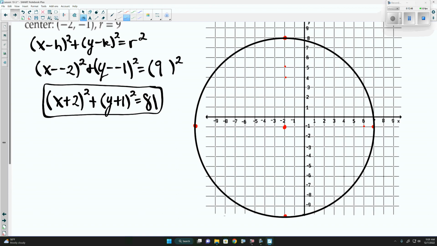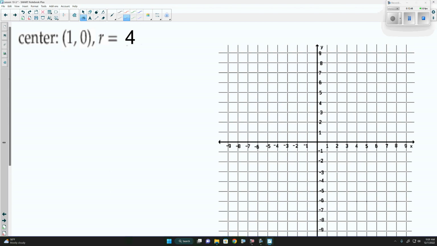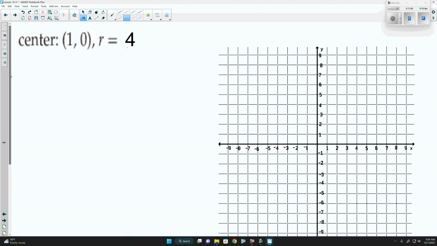All right. We're going to skip that next one, and I want to look at this one here. So we'll do one more of these and then move on to the next type. They tell us that the center is (1, 0) and the radius is 4. So we want to start off with our general form, (x minus h) squared plus (y minus k) squared is equal to the radius squared.